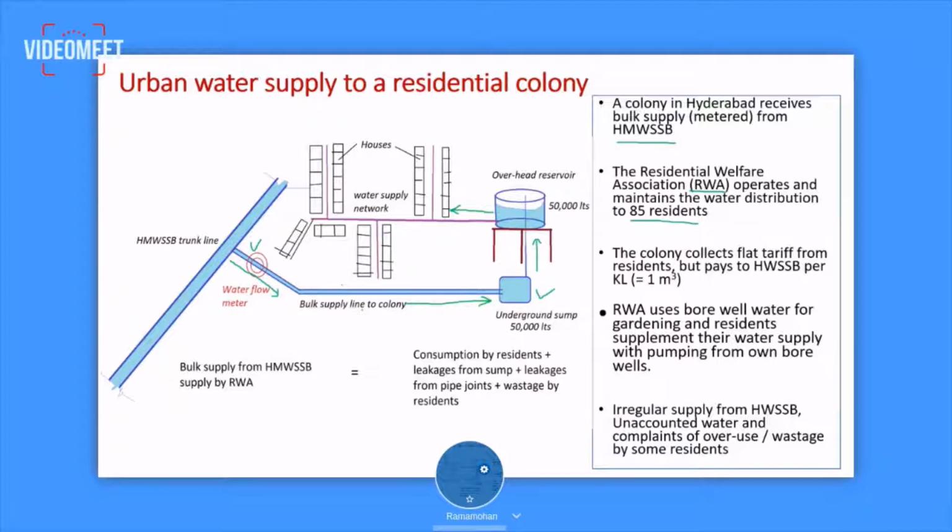Also, they issue every household a bill, and then they collect the water charges. Of course, not metered, but a flat tariff is collected. Say, for example, every month 400 rupees is collected from all the households, and that money is used for cleaning, operation, and maintenance of this water distribution system.